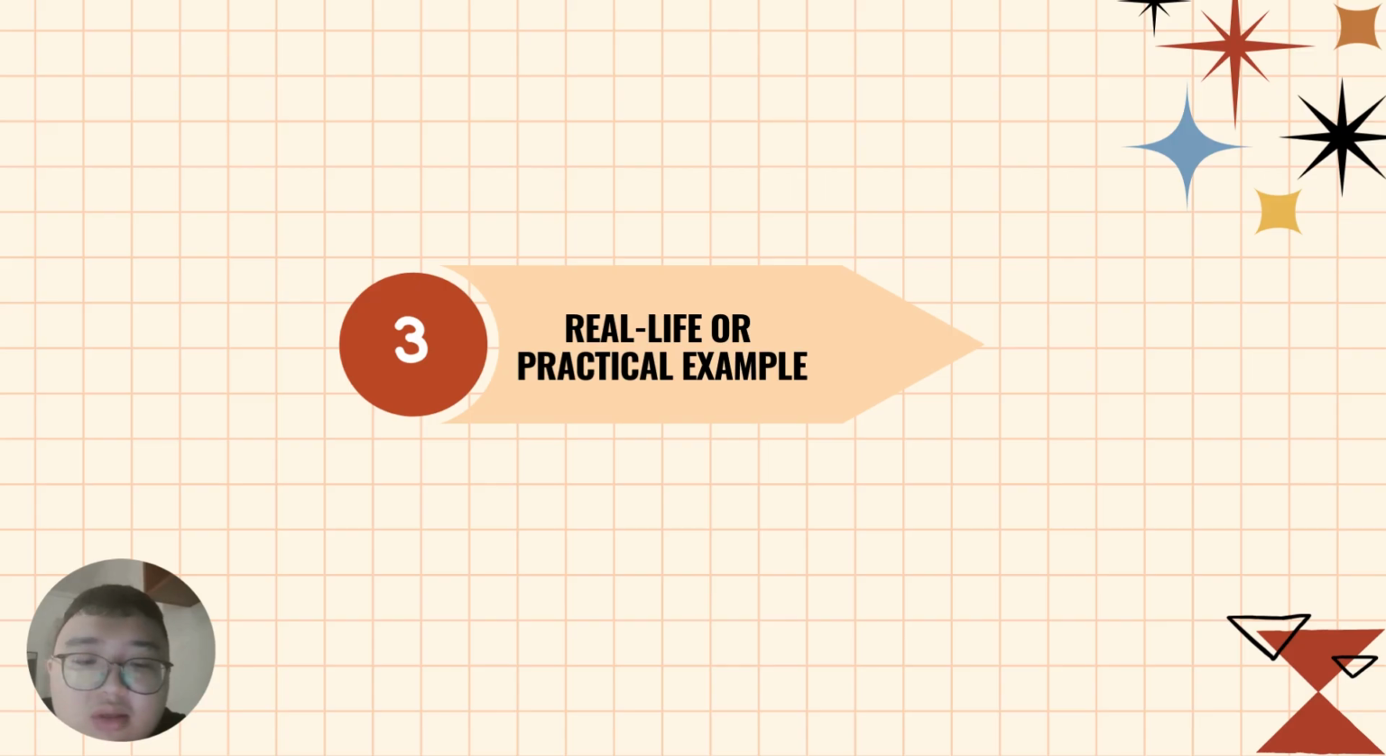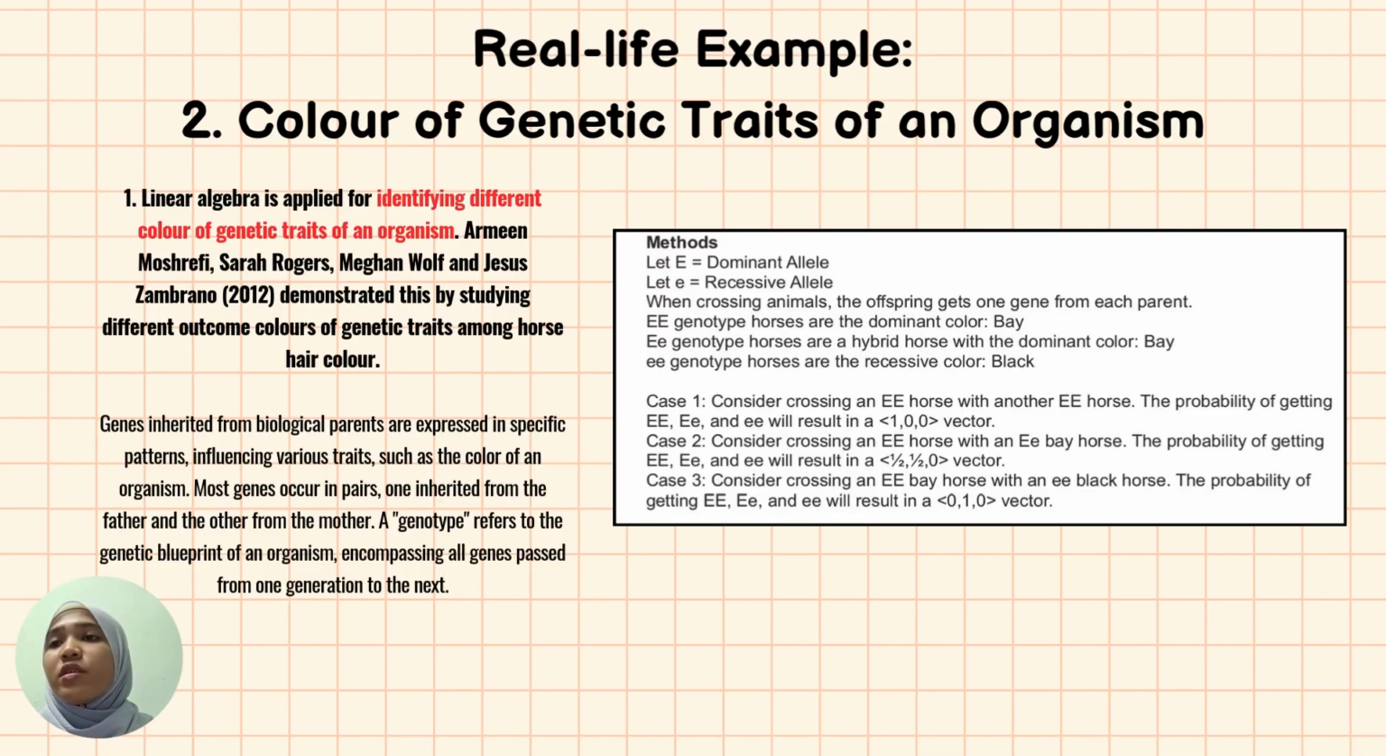Okay, so now we will continue to the third part, which is about real life or practical examples. The first real life example is about the color of genetic traits of an organism. The concept of linear algebra is applied to predict different outcomes of the color of genetic traits, such as horse hair color, as demonstrated by Armin Moshrafi, Sarah Rogers, Megan Wolf and Jason Zambrano in 2012.